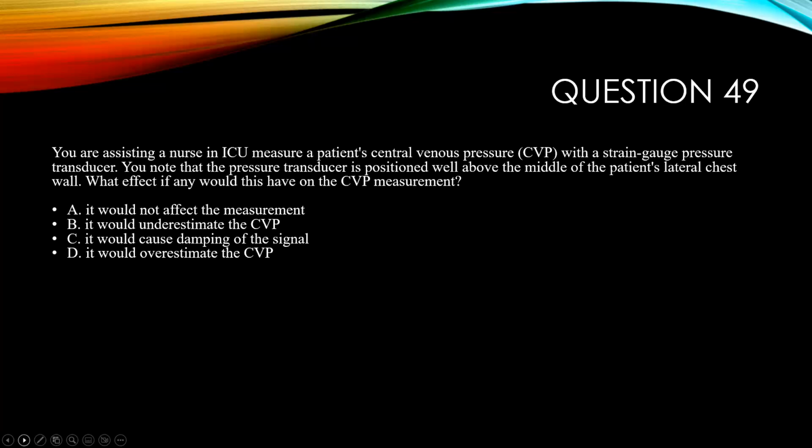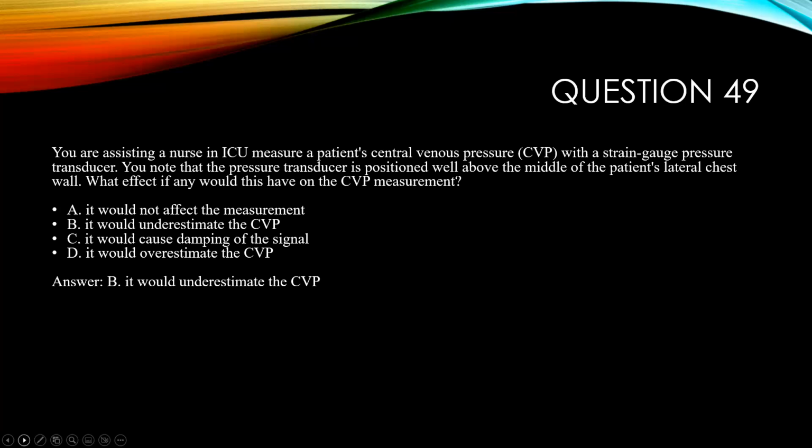You note that the pressure transducer is positioned well above the middle of the patient's lateral chest wall. What effect, if any, would this have on central venous pressure measurement? A, it would not affect the measurement. B, it would underestimate CVP. C, it would cause dampening of the signal. And D, it would overestimate the CVP.